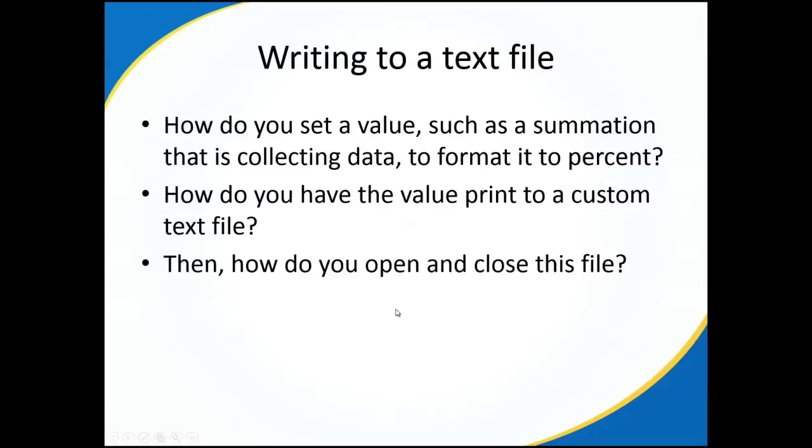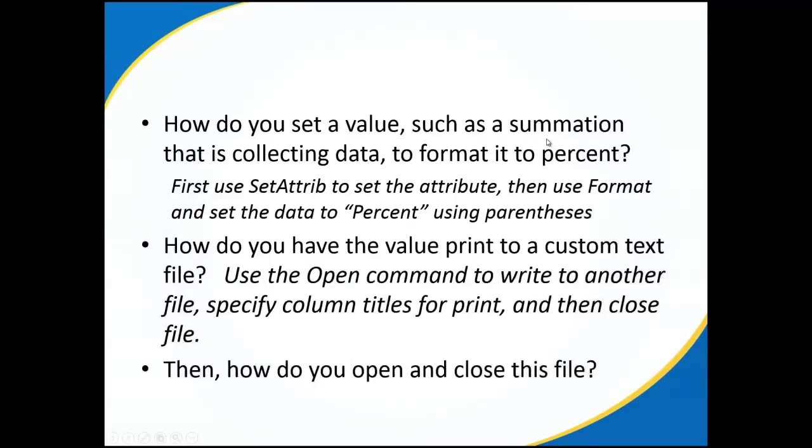Now, answering the text file questions, how do you set a value such as summation object to format it to %? So as you remember, we use the setAttrib to set the attribute, and then we use the format function and set the data to % using parentheses, of course. And how do you have the value print to a custom text file? That's where we use the open command to write to another file. Then we specify the column titles for print. So we wanted to let them reference the column as final mean accuracy, and then we had to close the file. And then how do you open and close? That's using the close and open command.